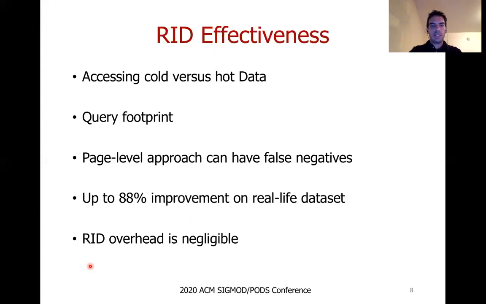We have developed an analytical performance model to measure the impact of the false negatives. We validated it using both synthetic and real-life datasets. And it shows that READ provides high performance benefits when we analyze cold data despite the coarse detection. On the real-life dataset, it gave us up to 88% improvements. We also evaluated the overhead that READ introduces, and it was negligible in our experiments.